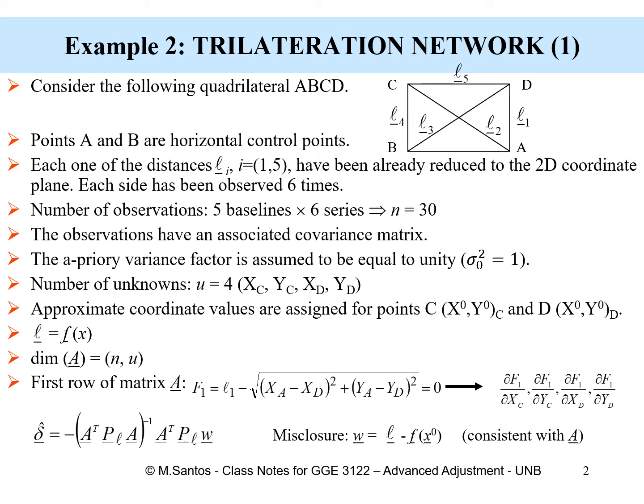And for the adjustment, of course, we will need the approximate values for points C and D. That's an input into the adjustment. This is clearly a parametric model in which the observations are a function of the unknowns, and the model is basically the distance as computed from the coordinates, as a function of the coordinates.